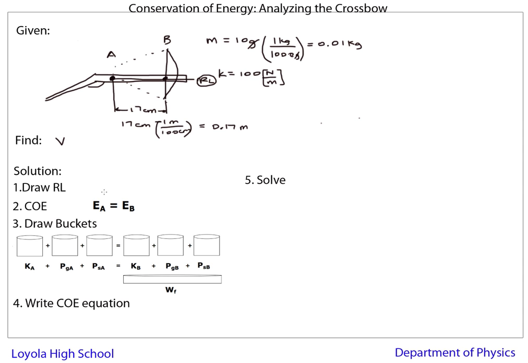Okay. Step 3, draw the buckets. This is the most important part. This is the physics. If I can identify where the energy is for each of these points, then I can write the equation, and then it's a mathematical problem. So each of these buckets represents an energy. So at point A, the dart is not moving, so there's no kinetic. This dart is not above the reference line. It has no potential energy, so I don't fill in the bucket. But the bowstring is stretched back, so there is some potential energy due to a spring, so I put some energy in that bucket.